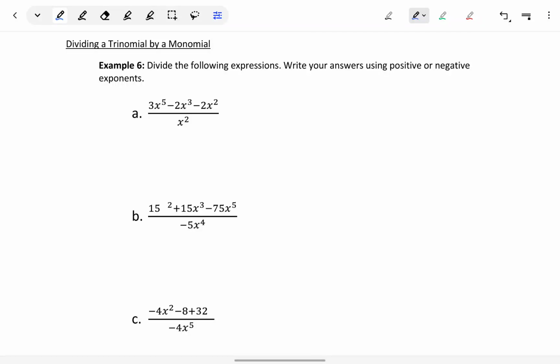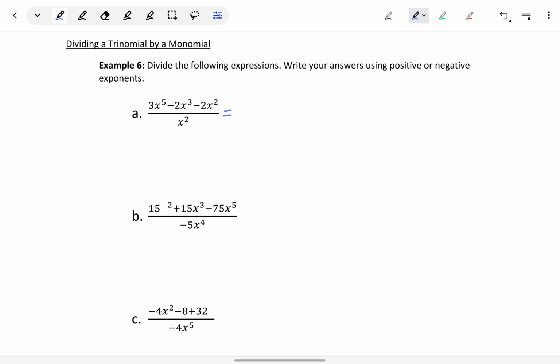The last problem we want to take a look at in this section is dividing a trinomial by a monomial. At a glance, these problems probably look a lot more complicated than what we've covered so far. But what we're going to do is use a little trick to break this up and then hopefully recognize it's exactly the same thing as what we're doing in example 5. We just have more pieces to simplify.